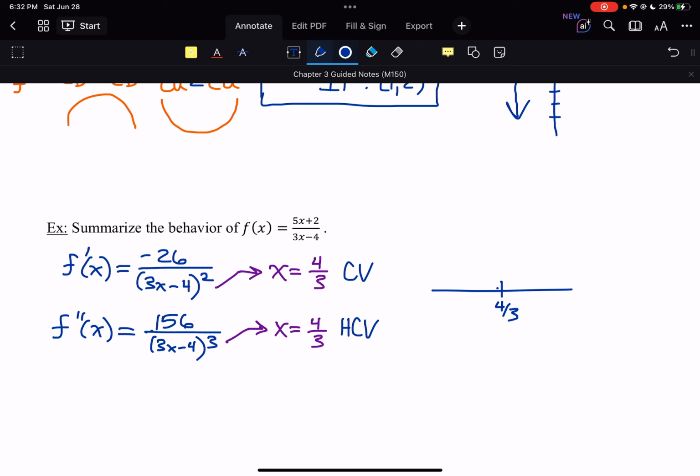But if we set this up on a number line here, and we check a value to the left, so I'll do first derivative. Check a value like 0, we get 2 over negative 4, so that's negative. Check a value bigger than 4/3, so like 2, that's 12 over 2, so that's going to be a positive.